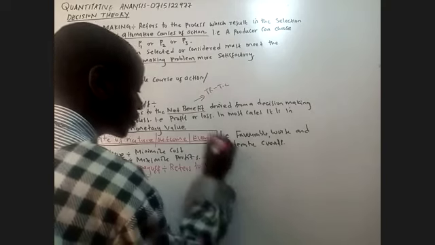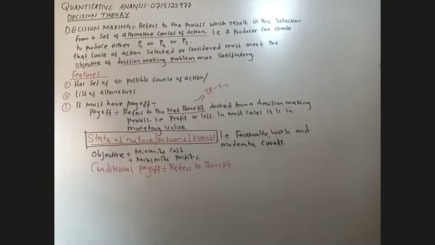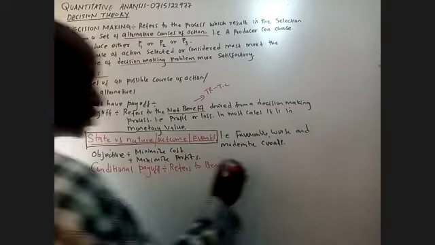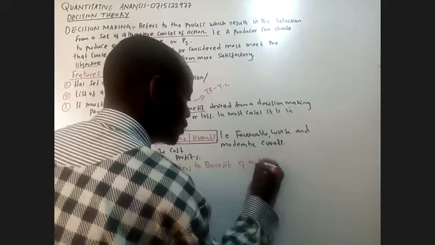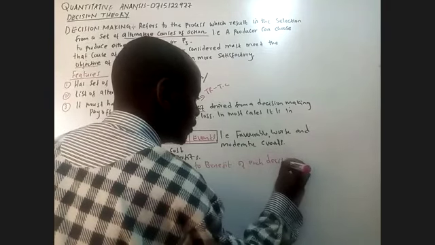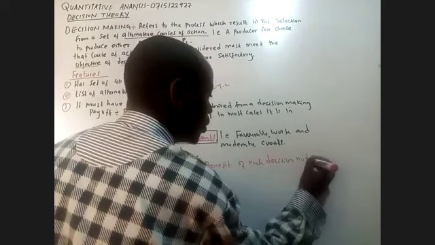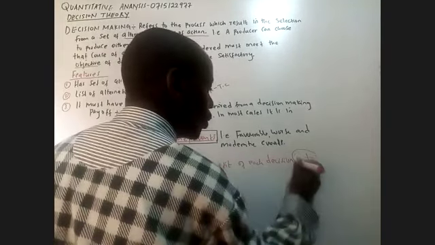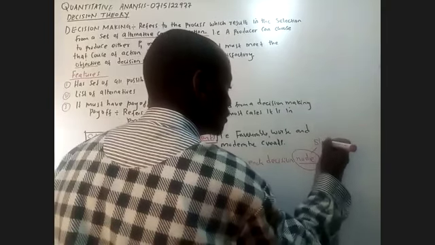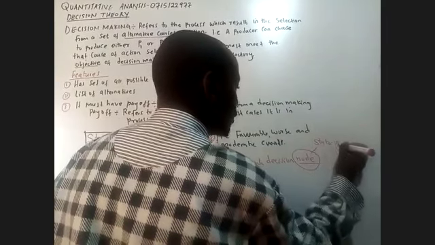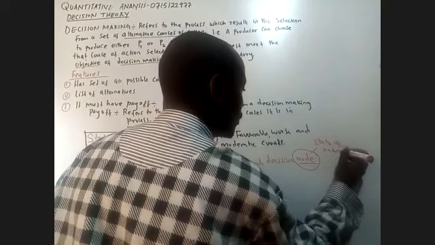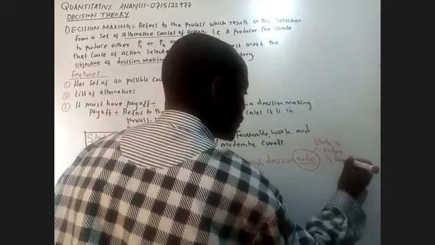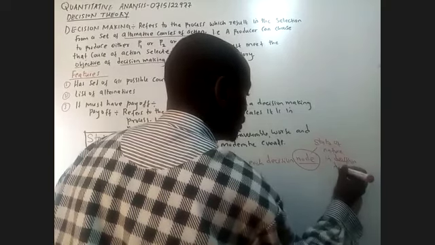Because if we do not say cost, you can use the word net benefit. But let's use the word benefit. So refer to the benefit of each decision node. Now, a node represents the state of nature in a decision tree.